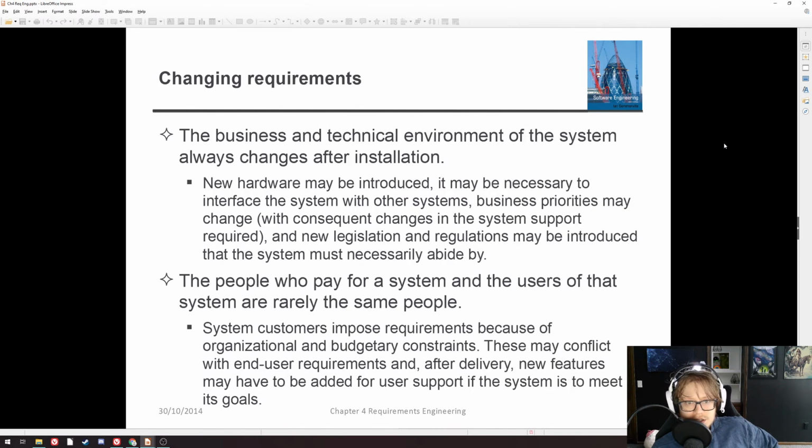Of course, requirements change. The business and technical environment always changes, and the people who pay for the system and the users of the system are almost never the same people. Something to think about very hard. Let me repeat that. The people who pay for a system and the people who use it are almost never the same people. All right, so enterprise applications are ordered by management to be used by the rank and file, and even applications that are designed for end users, the people who are paying for it are the investors or the shareholders in the organization. They are rarely going to be the people who use it.